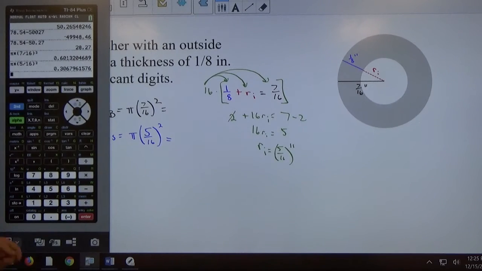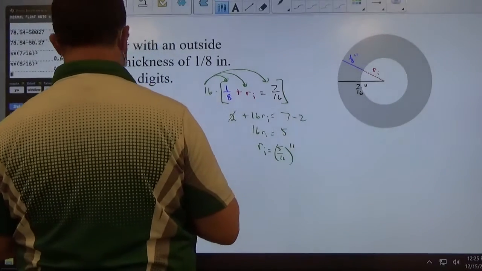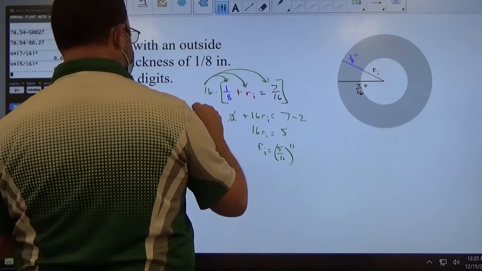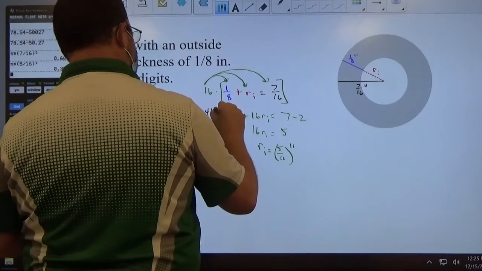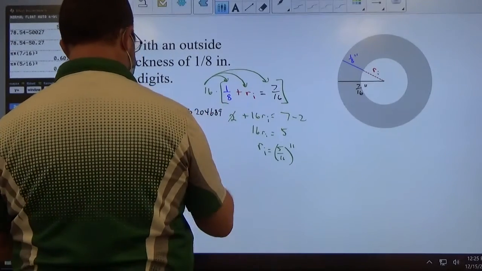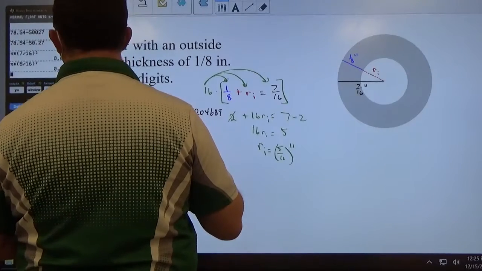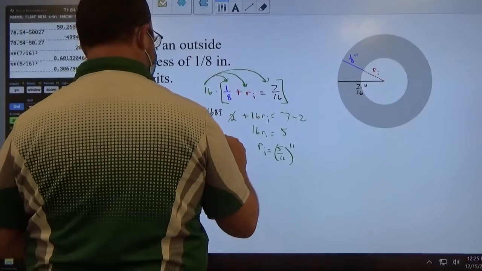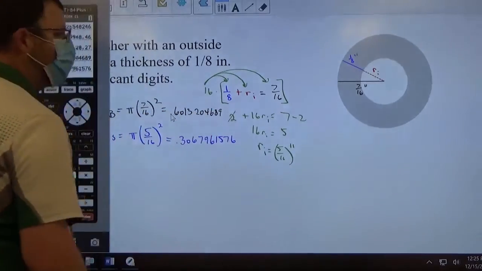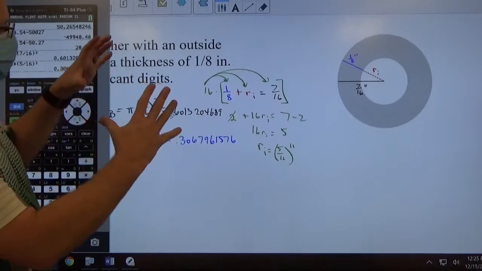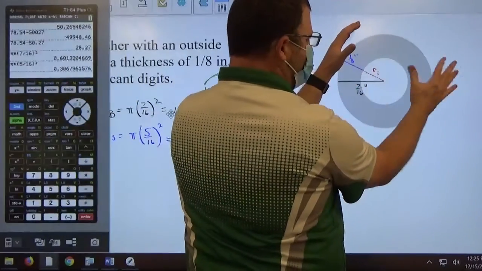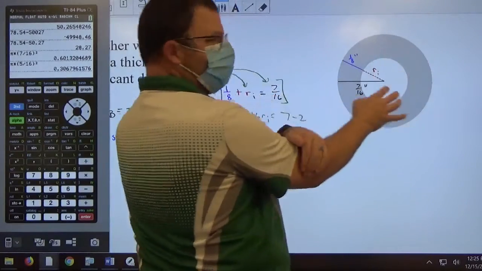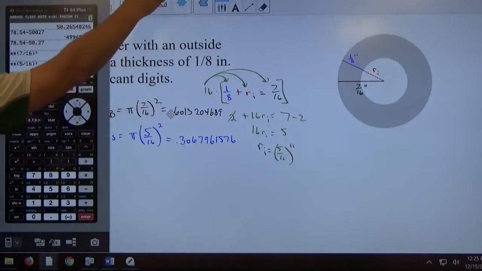All right, so my outer area is 0.6013204689. My inner area is 0.3067961576. So what that black area represents is the area of the circle with no hole in it. The blue one is the area of the hole, so the gray is left over. We subtract the black minus the blue.